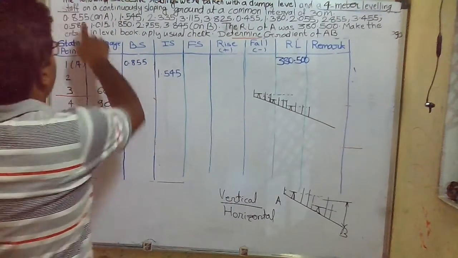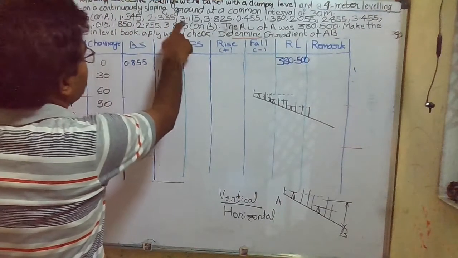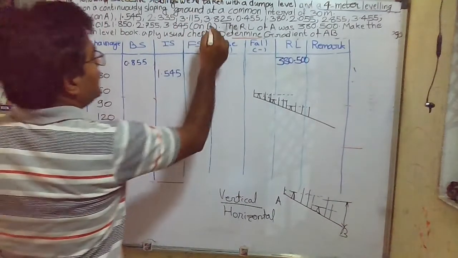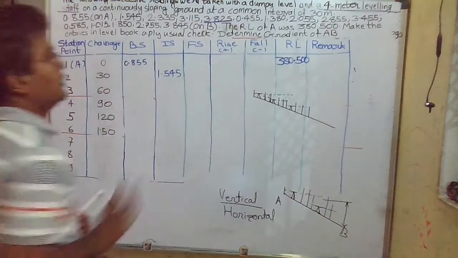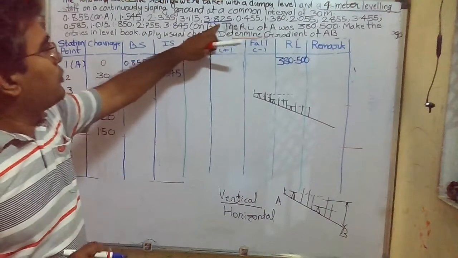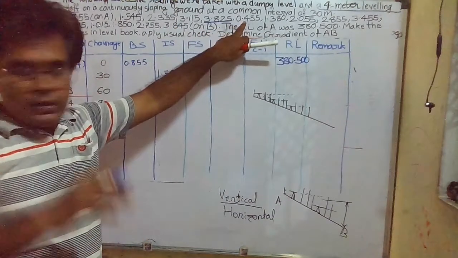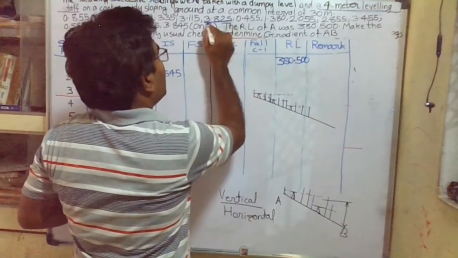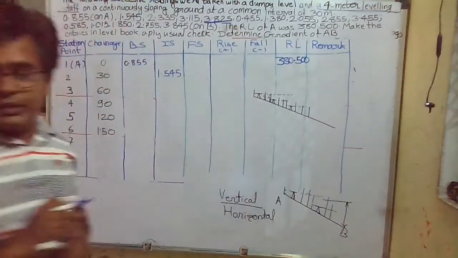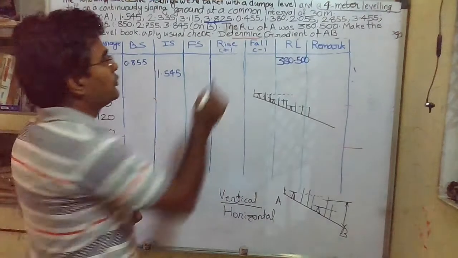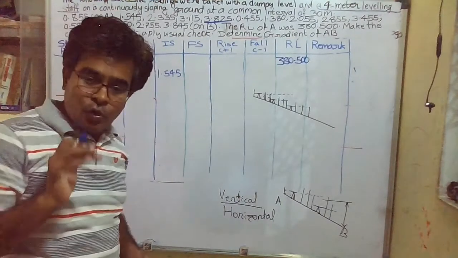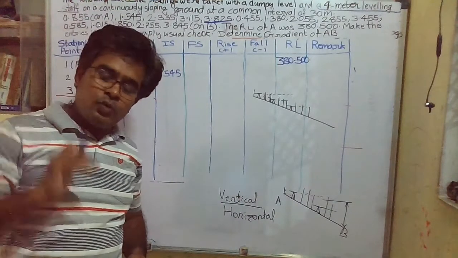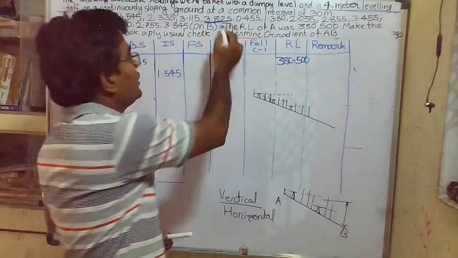See here, the reading is increasing, increasing, increasing. After 3.15, 3.825, then again it is reducing. Again it is reducing, which means after this point the instrument is shifted. Because our staff length is 4 meter, will we get a reading of more than 4 meter? No, it is nearly up to 4 meter.